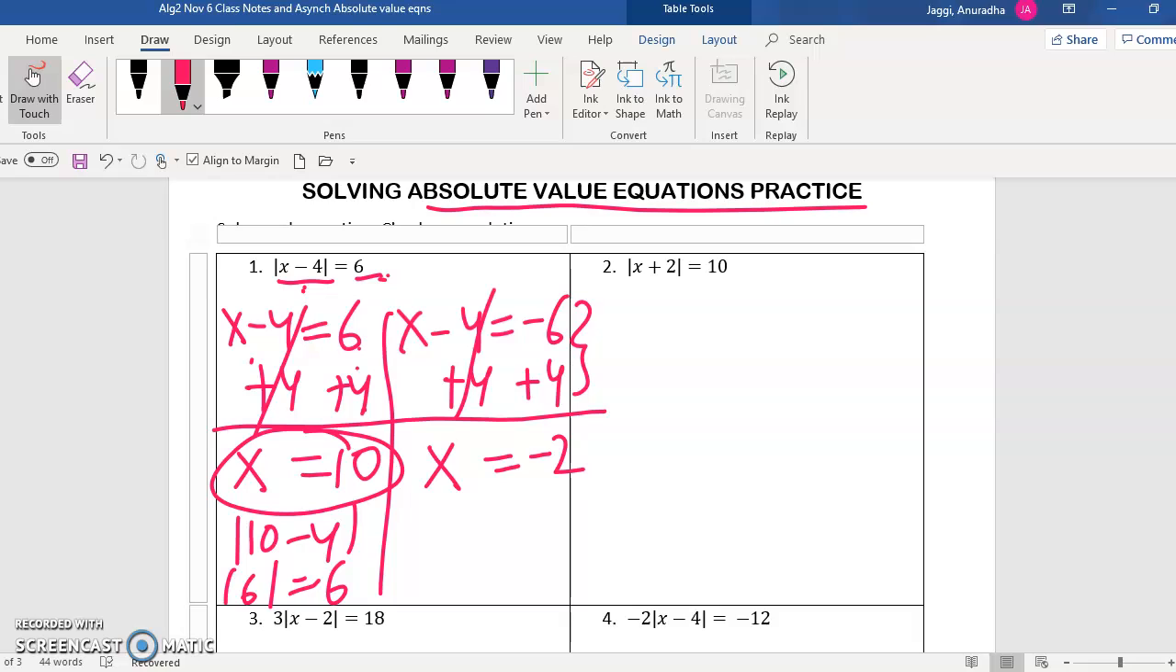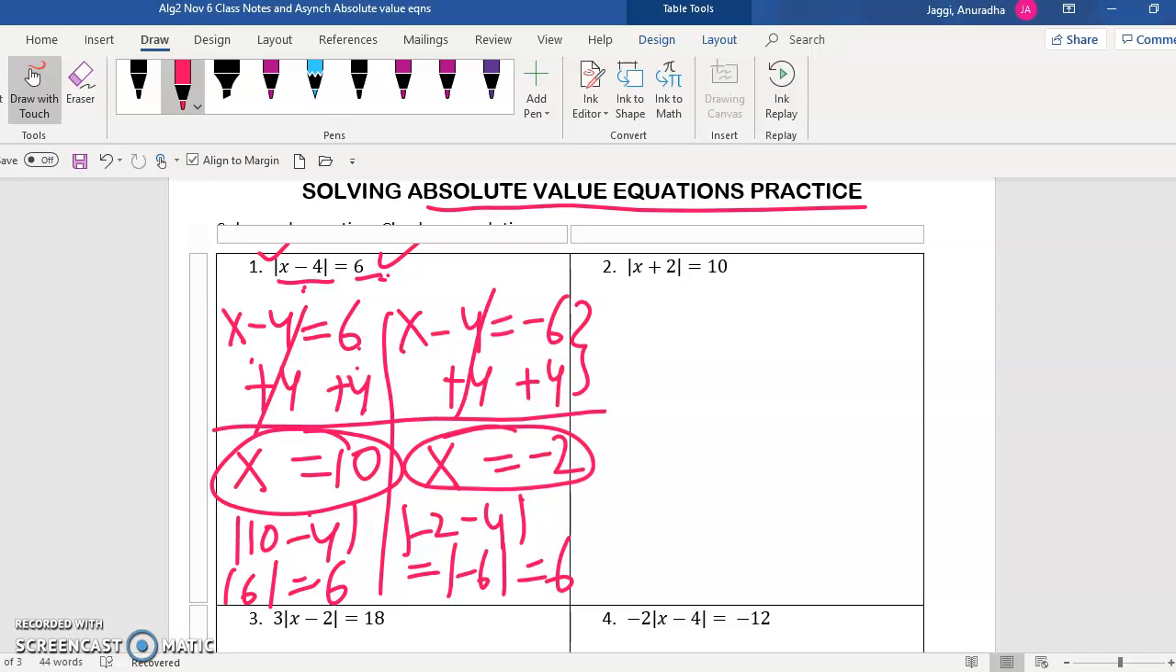X is equal to negative 2. So I plug in negative 2 for x in the equation. Negative 2 minus 4, and that is equal to the absolute value of negative 6, which is equal to 6. Absolutely fine. So I can circle my next answer also. So x is equal to 10 and x is equal to negative 2. There are two solutions for the absolute value equation |x minus 4| = 6. Let's see the next question.